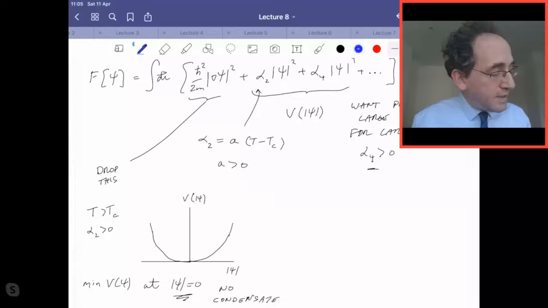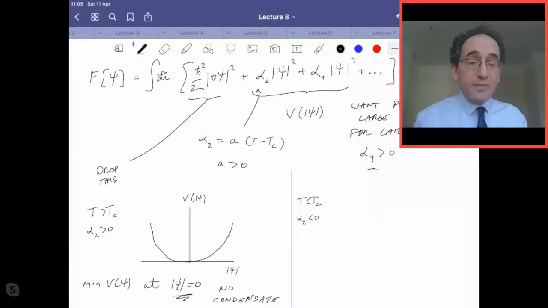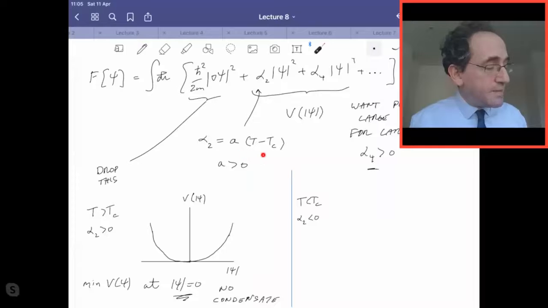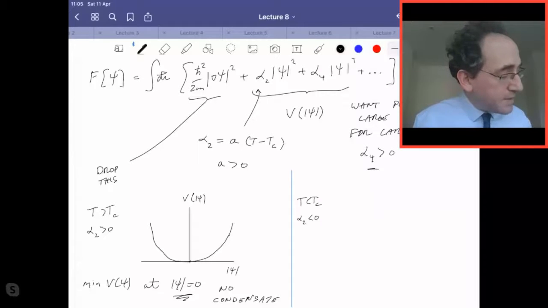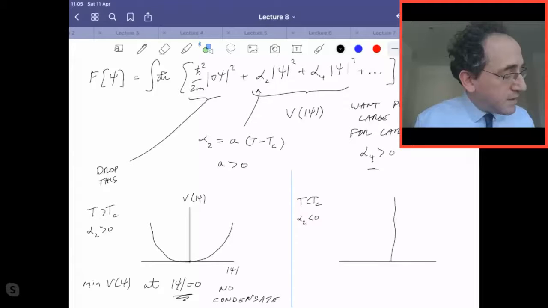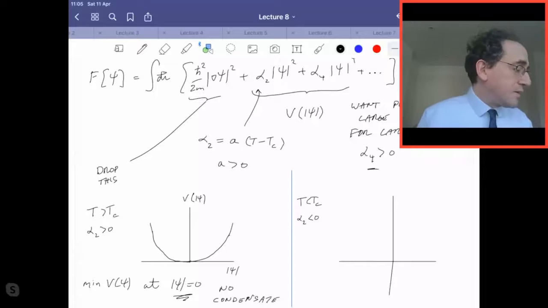On the other hand, let's consider the case of T less than Tc, by which I mean alpha 2 is less than 0, considering our relationship of alpha 2 to Tc. When T is less than Tc, alpha 2 becomes negative, in which case, let's plot V in this case. Okay, this.